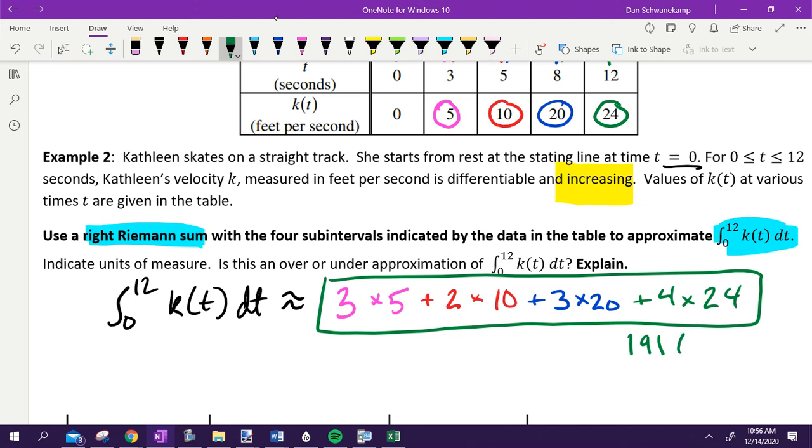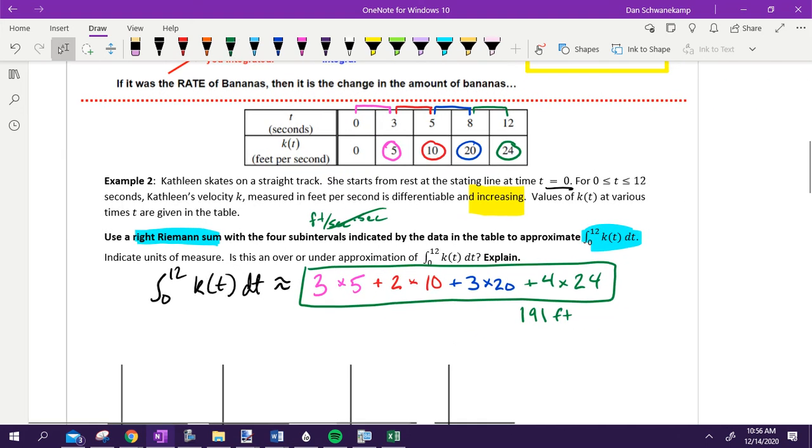It is going to be feet, because we had feet per second, and then we multiplied by seconds. The seconds would cancel, it's feet. You had a rate, feet per second, and then you integrated it, so we found the amount. So it's the amount of feet traveled. So from 0 to 12 seconds, this person traveled 191 feet. That's what that means. Questions to that point?